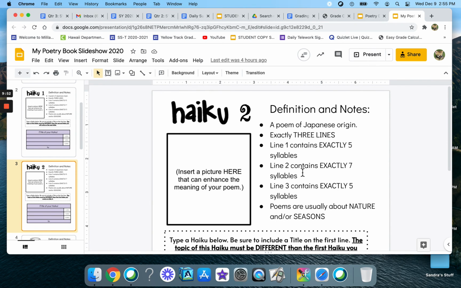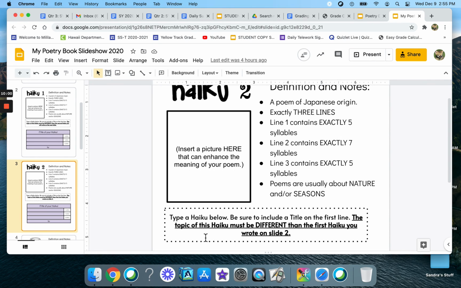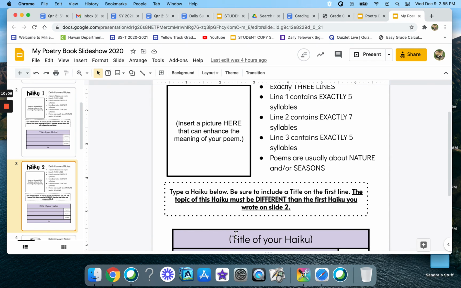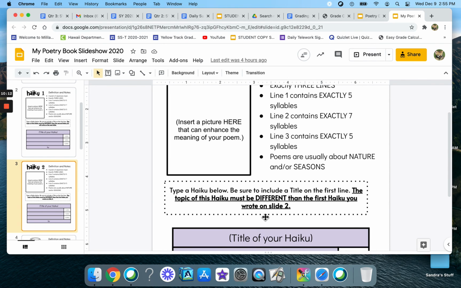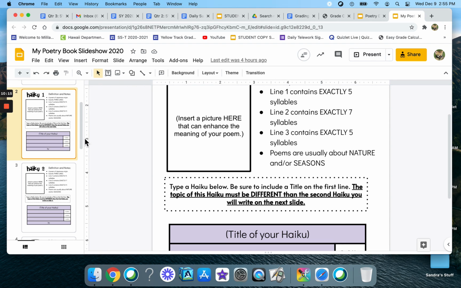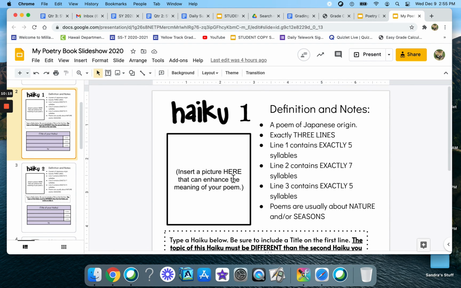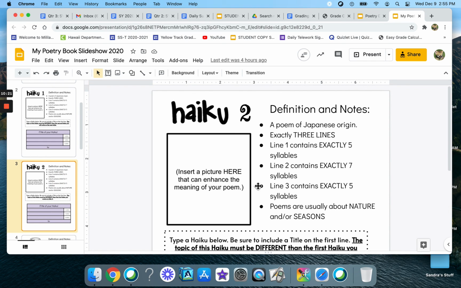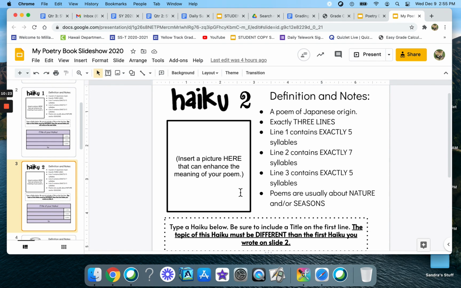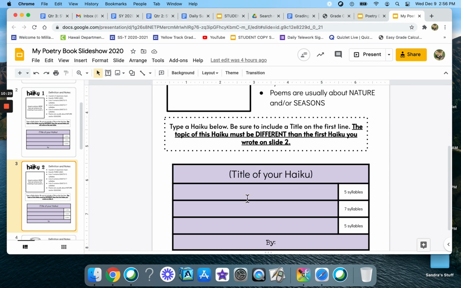Then you will do slide 3, and if you see, it says haiku number 2. The same definition and notes. And you will put a different picture here, but this picture is going to be about your second haiku. So, directions still say type a haiku below. Be sure to include a title on the first line. That's the same as haiku 1. But the topic of this haiku must be different than the first haiku you wrote on slide 2. So remember slide 2, which was haiku 1, was about snow. Then haiku 2 could be about the ocean. Okay, so you'll have a different picture and you will write your haiku, 5 syllables, 7 syllables, and 5 syllables.